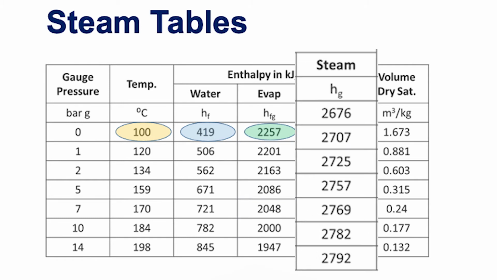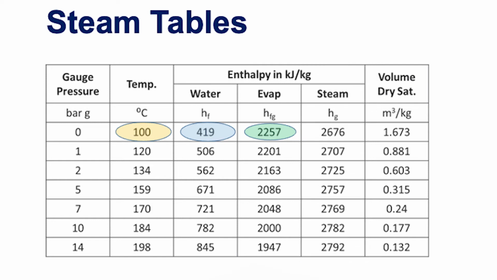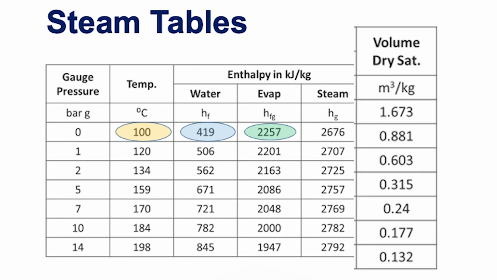The next column across shows us the total heat energy contained within that kilogram of steam. And in the case of 0 bar gauge, the total heat energy contained within that kilogram of steam will be 2,676 kilojoules. And finally, we have the volume. And that tells us the volume that that kilogram of steam will occupy if we know the pressure.